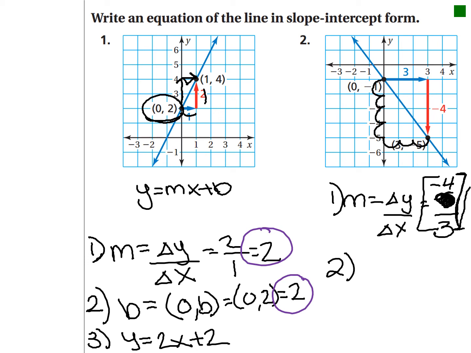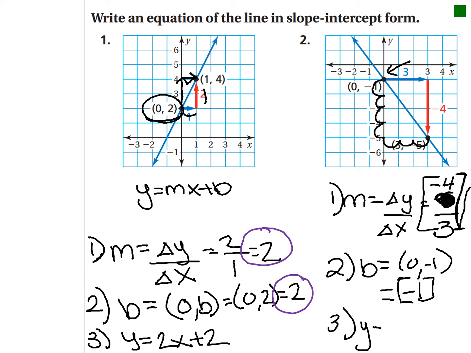We are happy as improper fractions for the purpose of being able to rise and run by specific amounts. Step 2, that b, where x is 0, was also given to you here. 0 is -1, 0, comma -1. So b is just -1. Step 3, plug in both numbers we found in step 1 and step 2. Y equals -4/3 x on the outside, -1 or plus -1. All right, let's go ahead and go to example 3.